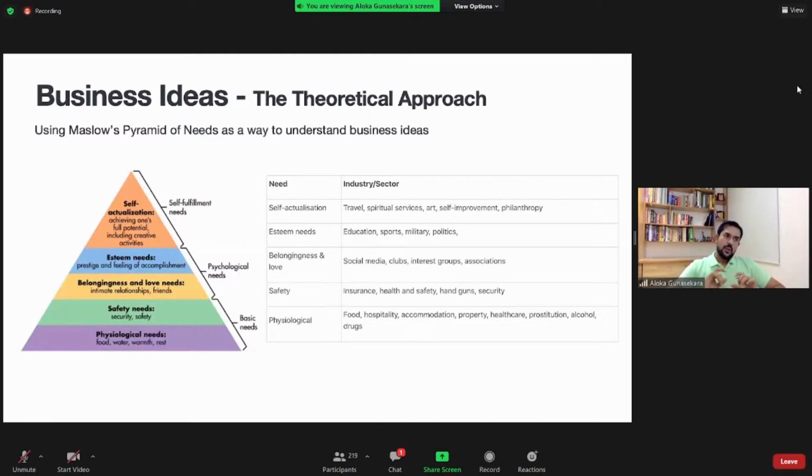Now, when you want to understand business ideas, you have to figure out at which stage your business idea is. If you look at this pyramid, you see that the bottom two layers are basic needs, things that you cannot live without. Next, you have psychological needs. These you need to have a really good life or to live a contented life. And self-fulfillment needs, which is the pinnacle, are things that you can have if your basic needs and psychological needs are covered.